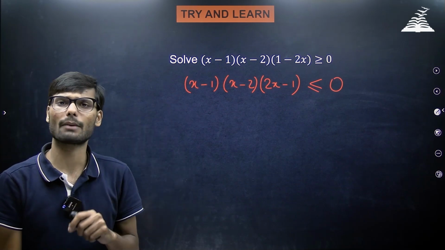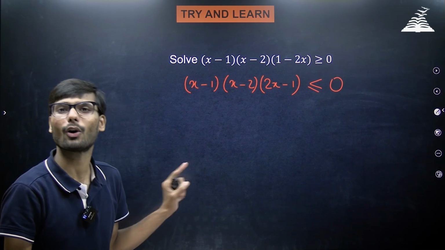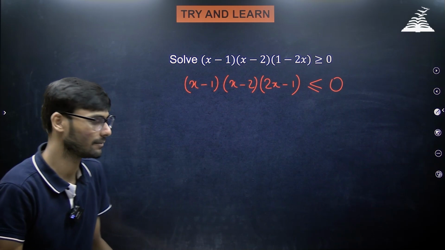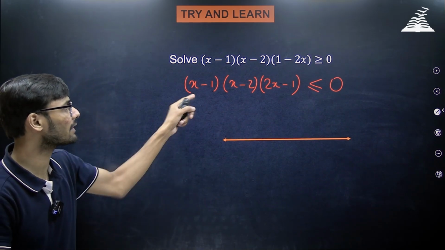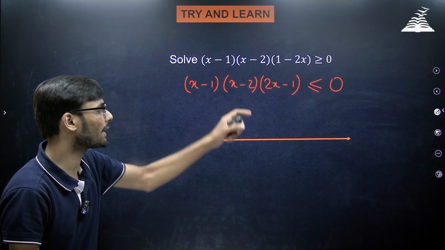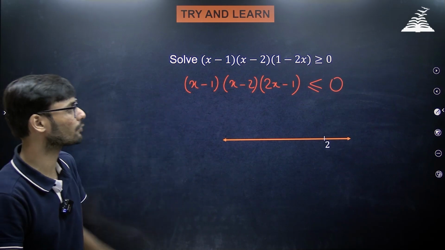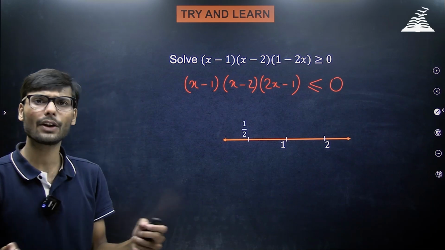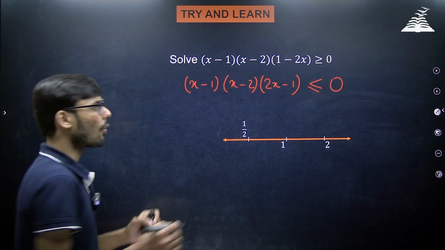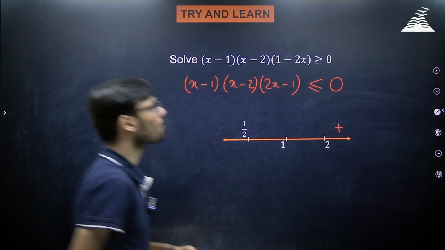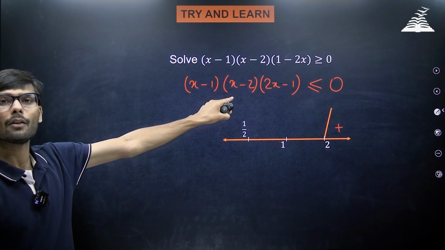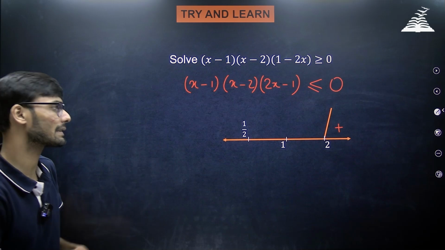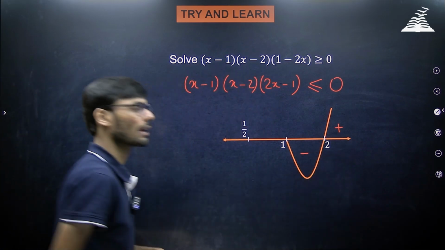Now we are done with step 1. What's step 2? We will plot a number line and plot the zeros of each expression. So let's do that. This is the number line. The zero of x minus 2 is 2, the zero of x minus 1 is 1, and the zero of 2x minus 1 is half. Now we know the extreme right will always be positive. Now around 2, what's the power of x minus 2? It's an odd number. The power is 1. So the sign is going to change. We can put a negative here.